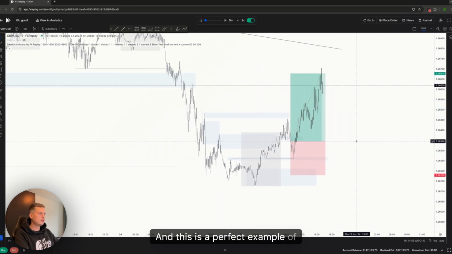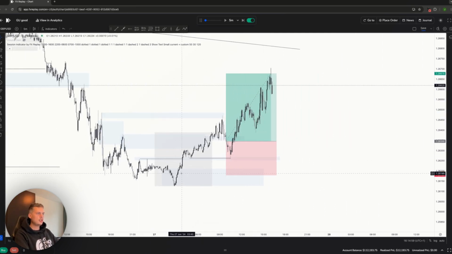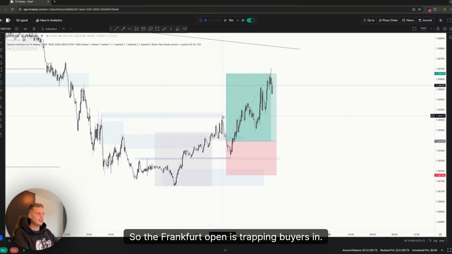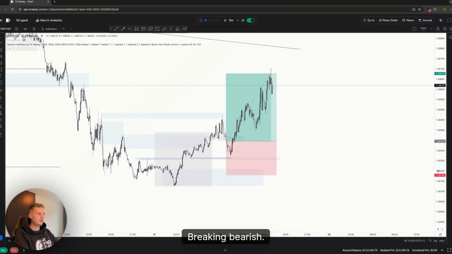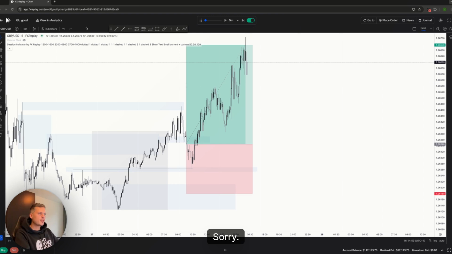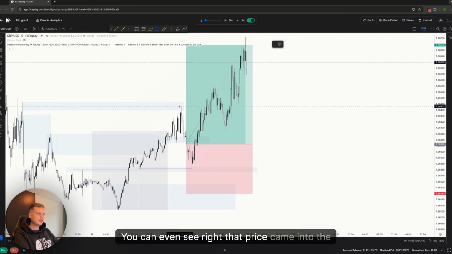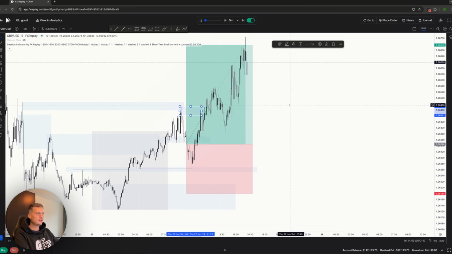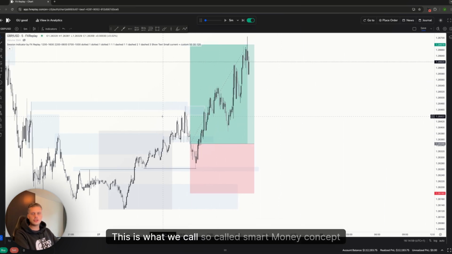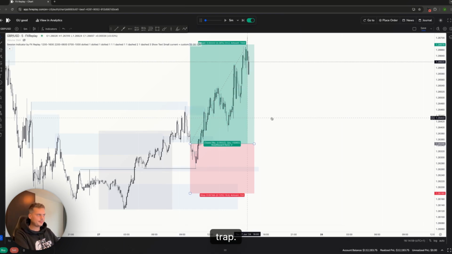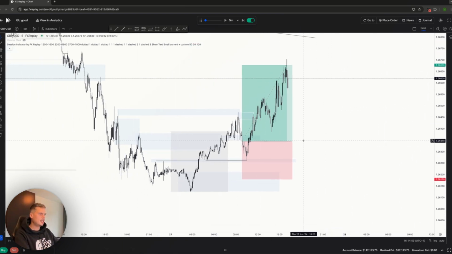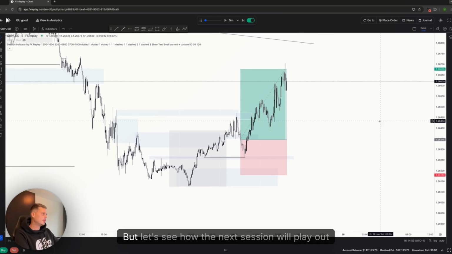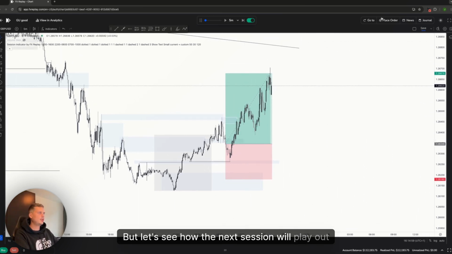And this is a perfect example of seeing how these early London hours, so the Frankfurt Open, is trapping buyers in, then it's inducing sellers by coming into the last 1 minute POI, breaking bearish. You can even see, right, that price came into the last 1 minute area, gave a bearish reaction from that area, and then starting to push up again. This is what we call a so-called smart money concept trap. So pretty interesting trade. Played out pretty well, but let's see how the next session will play out.